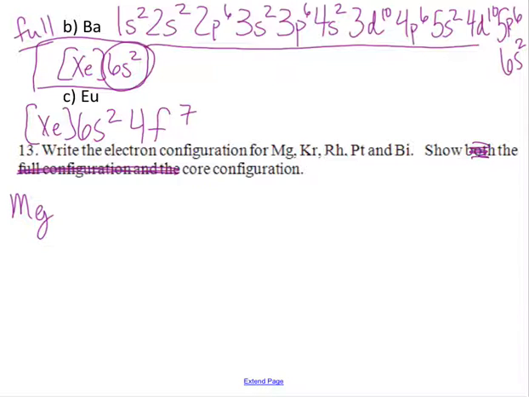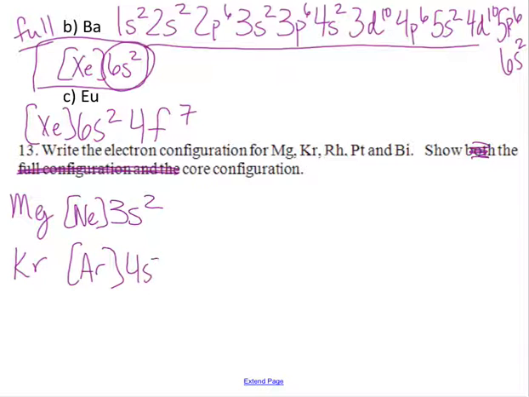No, just core. So neon, 2s2, 3s2. Good. All right, krypton. I know you want to put it in brackets. No. You got to go to the noble gas before, and it's argon, and then good. 4s2, 3d10, 4p6.